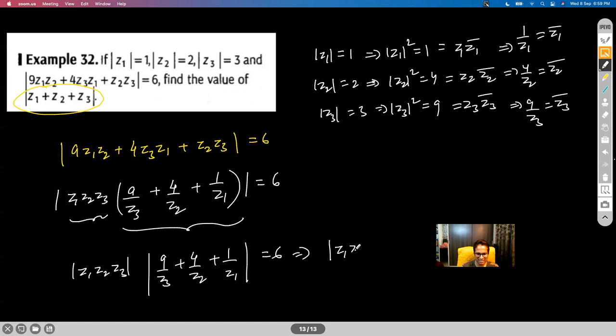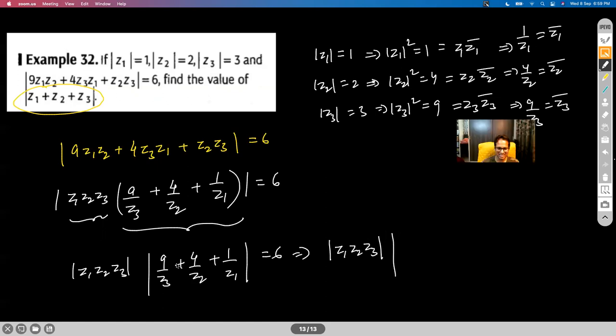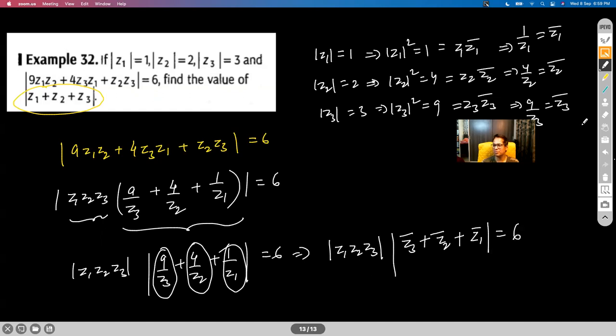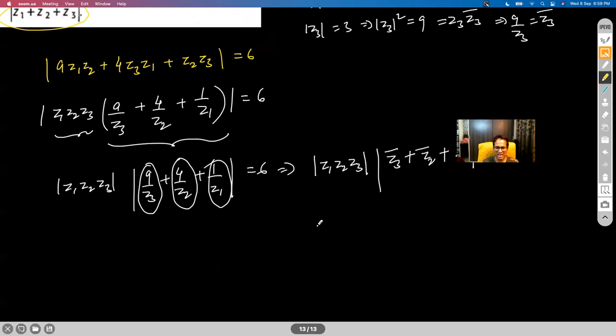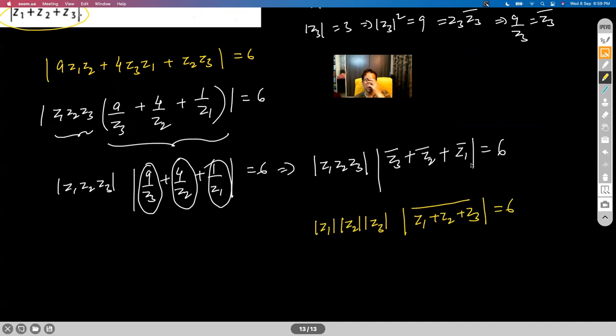So can I say this term 9 by Z3 is actually Z3 conjugate, this term 4 by Z2 is actually Z2 conjugate, and this 1 by Z1 is actually Z1 conjugate? Correct? This is given to me as 6. Right? Now let us try to use our modulus and conjugate properties in combination. This term I can write as mod Z1, mod Z2, mod Z3. This is conjugate of this whole thing. Am I right? Remember, I told you when you add two complex numbers or subtract two complex numbers and take a conjugate of the whole, it is as good as adding their conjugates or subtracting their conjugates. It depends upon the operation.